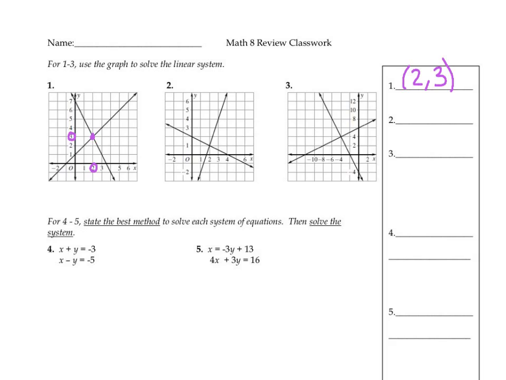Looking at number 2, again, we have to find that coordinate where the two lines intersect, which is right here on the graph. And that's at 2 and 1. So we can write this as a coordinate as well. So this coordinate would be 2, 1.